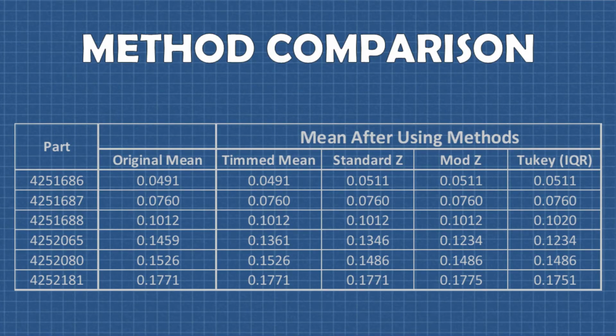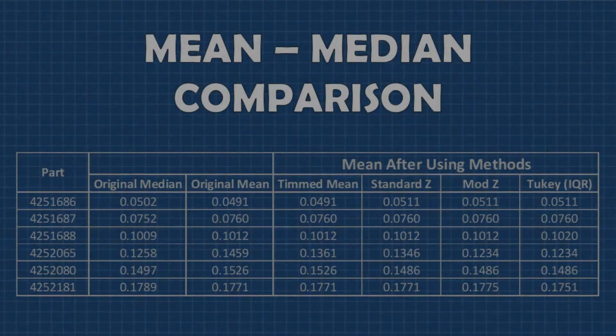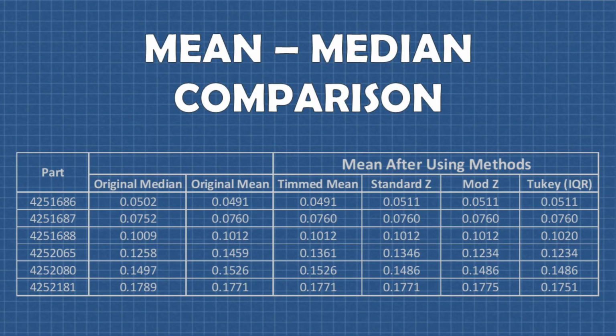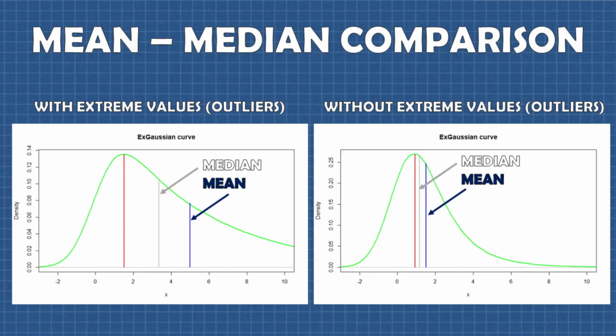Here are the resulting means after removing the outliers each method detected. You can see that the values vary depending on the method used. You may have also noticed that essentially what's happening when we remove outliers is the mean of the remaining values move closer to the original median.